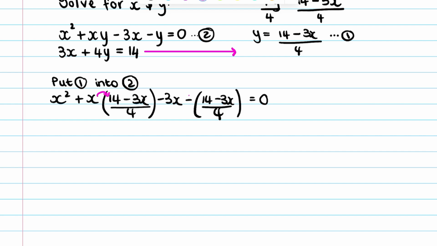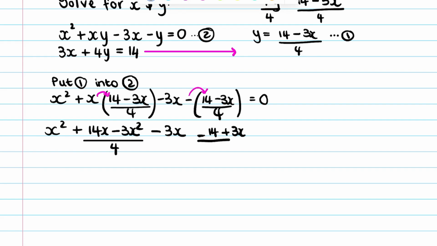Now what I'm going to do is multiply my x into the bracket as well as multiply my negative into this bracket over here. So I'm going to have x squared plus 14x minus 3x squared, but do not forget this is over 4. It's a fraction. Then you got your minus 3x, and then if I multiply that negative in, I will have minus 14 plus 3x over 4.